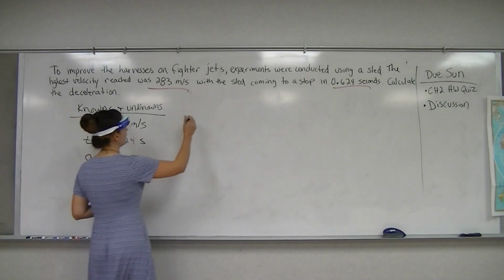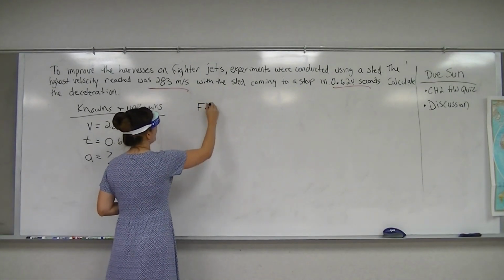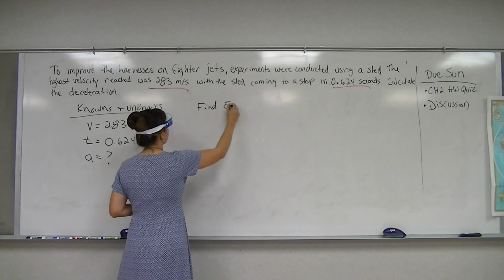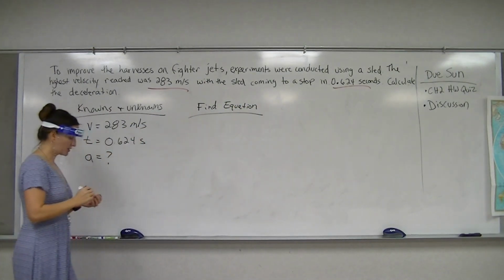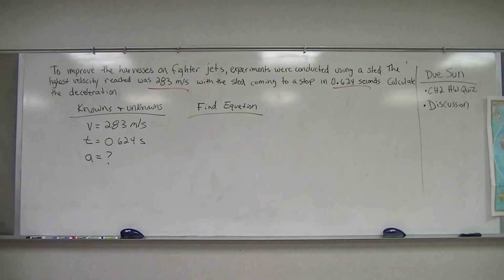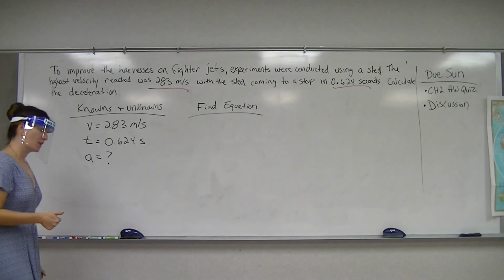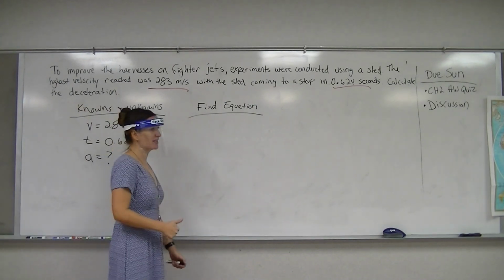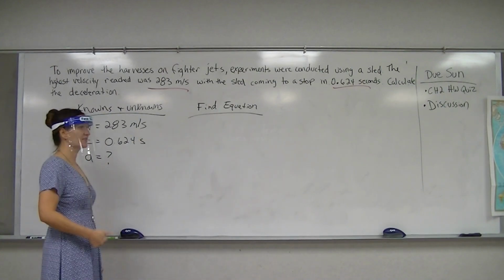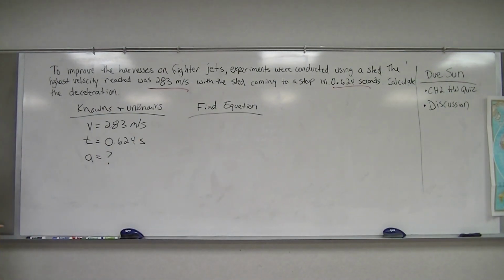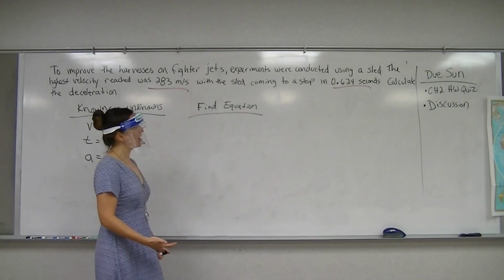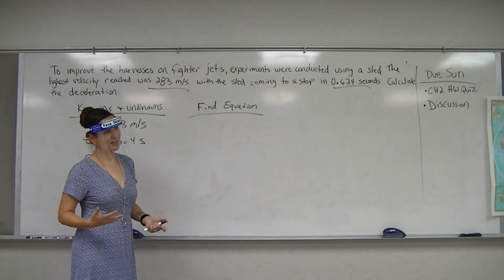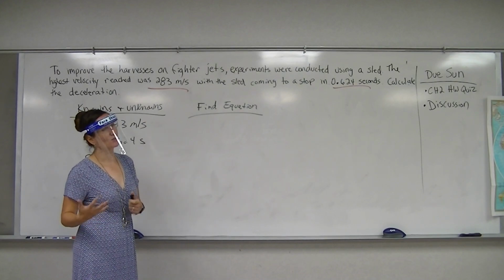The next step would be to identify the type of problem and find an equation. So when I say identify the type, we've talked about two types so far. Zero initial velocity, so that's where the object was initially at rest, not moving, and then started to speed up. The other type is non-zero initial velocity. So this is where the object was moving at the beginning of the word problem and then slowed down.